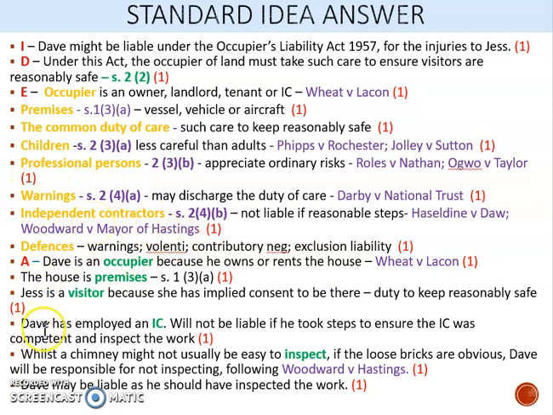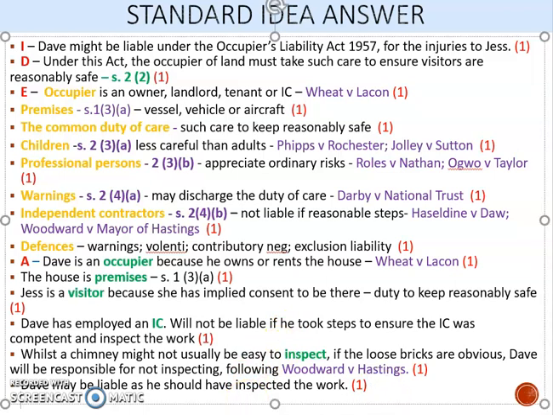So I've pointed out Dave has employed an independent contractor, and the rule is he won't be liable if he took steps to ensure the independent contractor was competent and inspected the work if possible. Now, chimney, high up, and it might not usually be easy to inspect, but the fact that Jess noticed that the bricks were loose indicates that he should have inspected it, as in Woodward and Hastings. So he might be liable because he should have inspected the work.